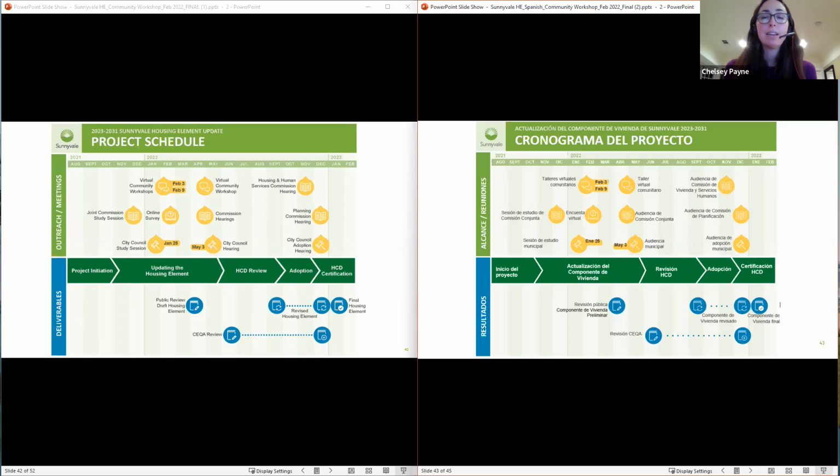And HCD has 90 days for their initial review and then 60 days for each subsequent review. So that review period takes quite a bit of time. But once we've revised the housing element to address the state's comments, we'll be back to the commissions and the city council for adoption. And we're targeting to have the housing element adopted prior to the January 31st, 2023 deadline. And we'll be keeping the public apprised of any revisions that are made in the future, any opportunities for attending workshops or hearings or study sessions. So we hope that you'll continue to stay involved in all the upcoming engagement opportunities.